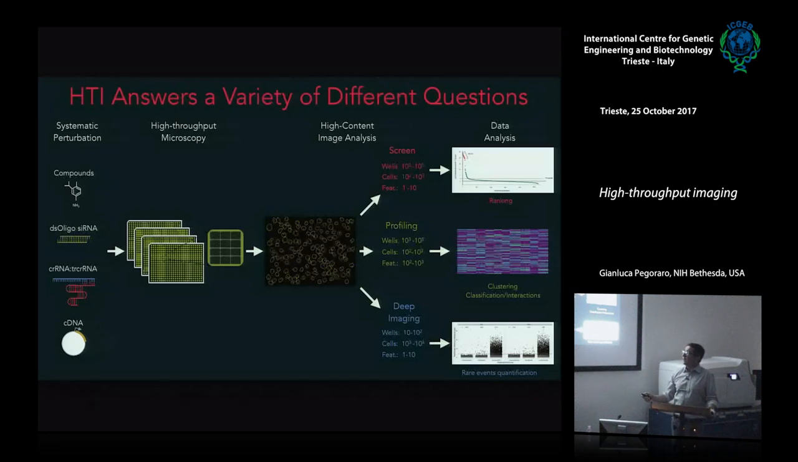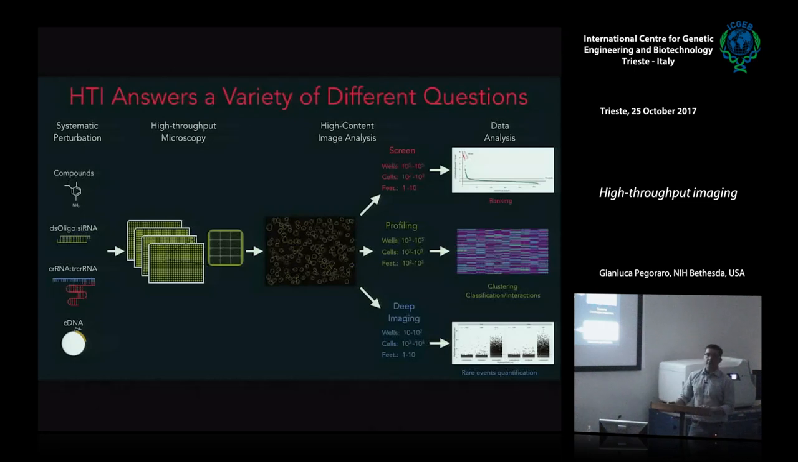We then have high-throughput microscopy. We use multi-well microtiter plates. I'll tell you a little bit more about these plates later on. And then we have, again, high-content image analysis. And this is where things can get a little bit different.